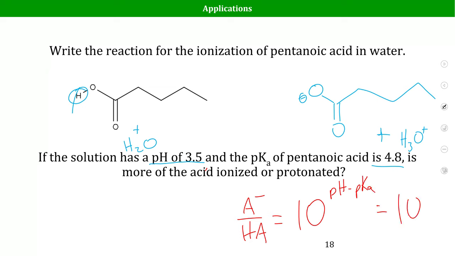So 10 to the negative 1.3. So something close to 10 to 1 in favor of the protonated form. I don't actually know what 10 to the negative 1.3 is. It's probably like one over 25. Would it not be the 10th root of 10 cubed? Oh, don't make me do more.